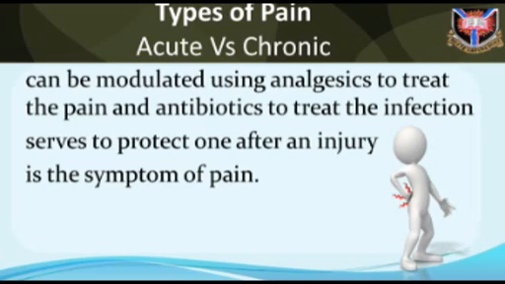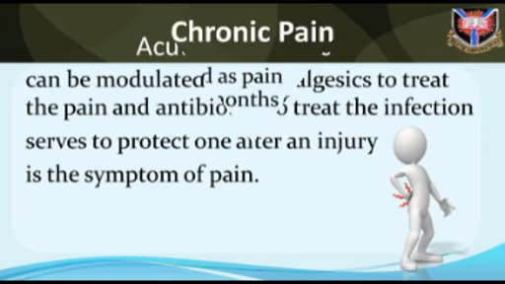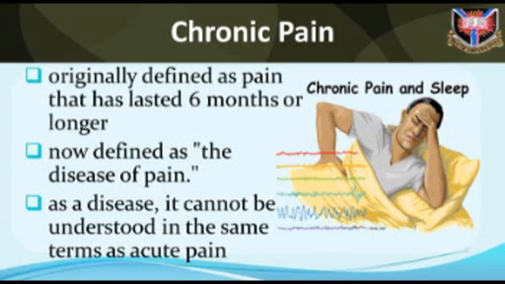Chronic pain. Chronic pain was originally defined as pain that has lasted 6 months or longer. It is now defined as a disease of pain. Its origin, duration, intensity, and specific symptoms vary.